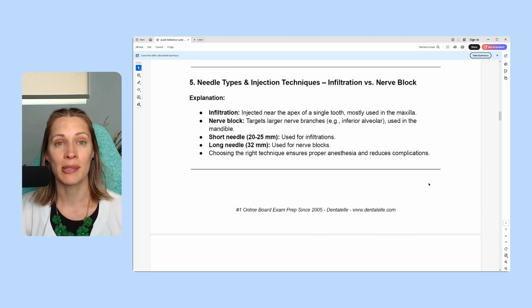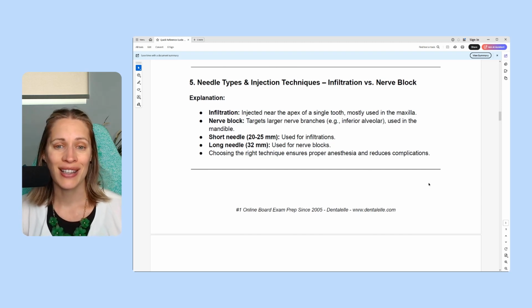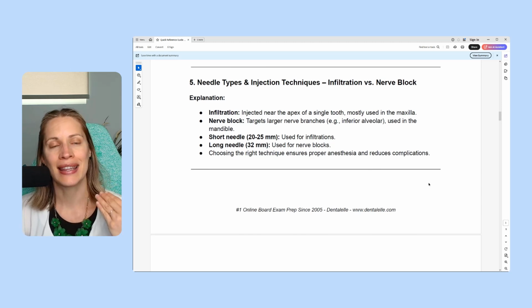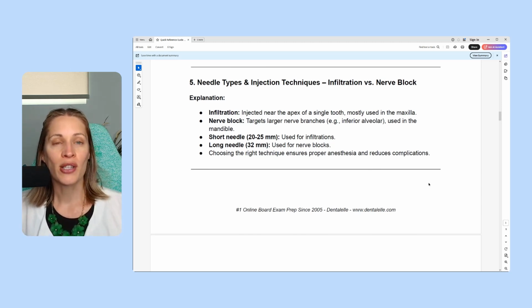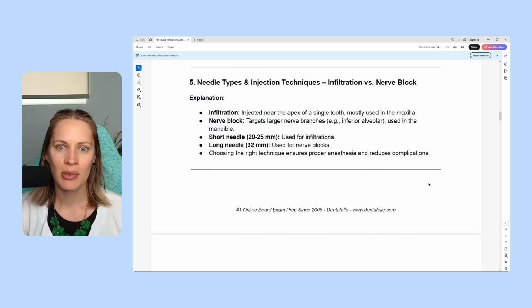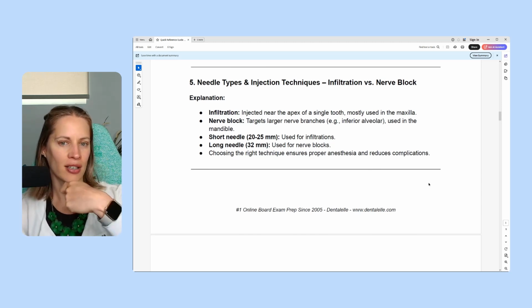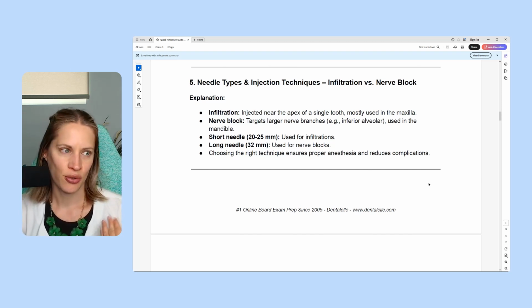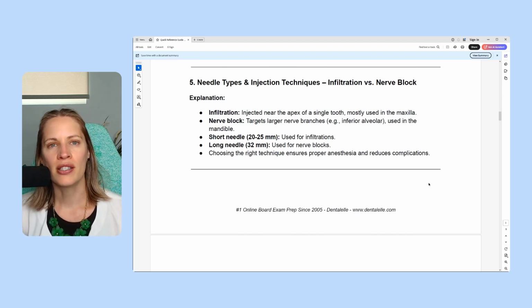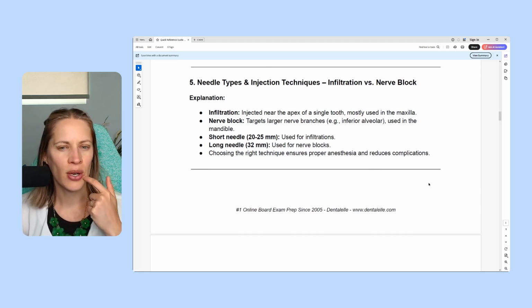But there are differences between needles. There's short ones and long ones. The long ones are going to be used for the nerve blocks. Why is that? Because when we block the nerve, we have to inject the needle way back here, so behind the last tooth. The retromolar pad area, for those of you who are dental professionals watching this. So we need to inject there. So the needle has to be longer, right? Because we need to angle our hand a certain way to inject it there. But the short ones are used for infiltration because we're just going right at the site.